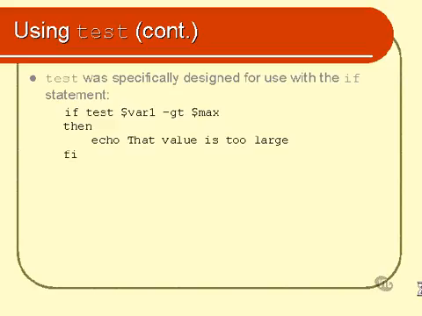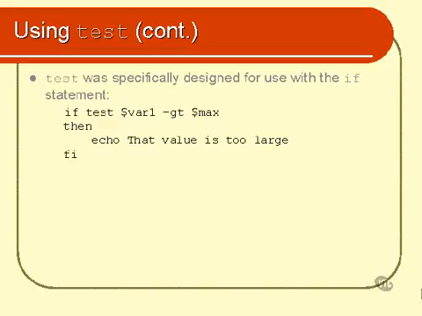So we read this, we say if var1 is greater than max, then we can say, well, that value is too large because it's greater than the maximum. So as you can see, this is actually a very handy way. It is slightly long-winded, but it is a handy way of comparing two values. Sadly, we can't use the greater than symbol.